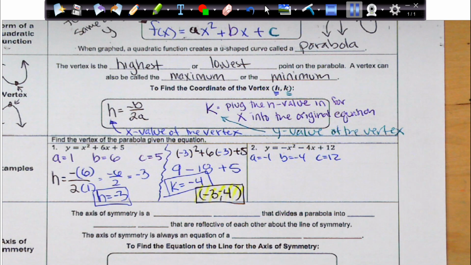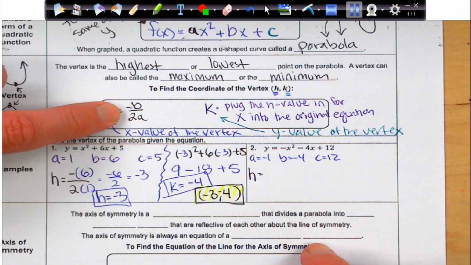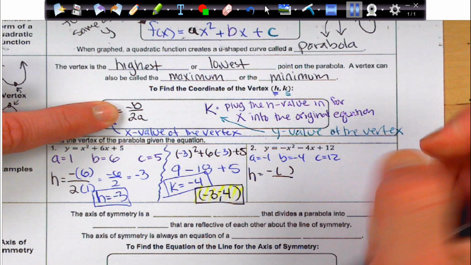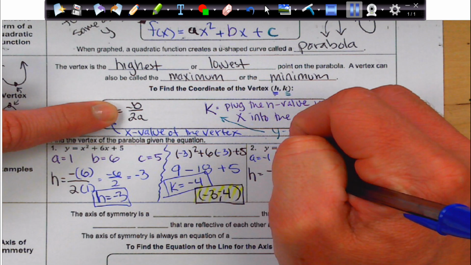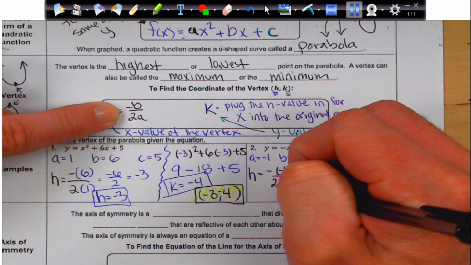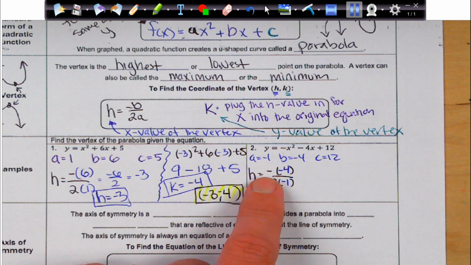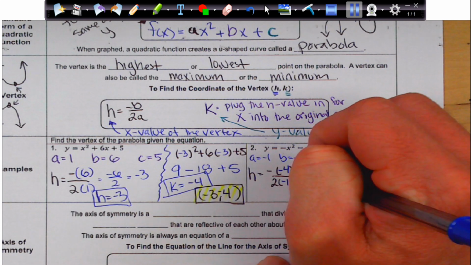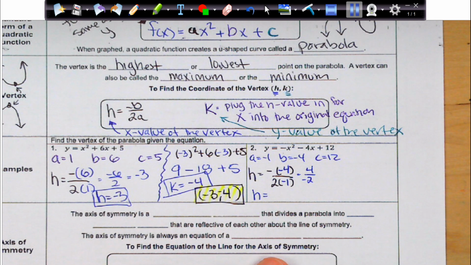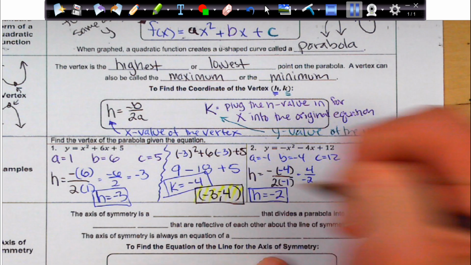I want to find my H value. Again, my H value is equal to -B over 2A. So -B, so that's a negative in parentheses. My B value, which is also a -4. So I do see that there's 2 negatives there. And then times 2 times my A value of -1. -4 makes a +4. 2 times -1 is a -2. So my H value ends up being 4 divided by -2, which gives me -2. Okay?